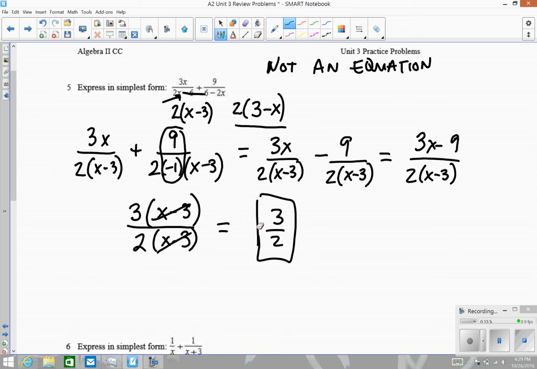So remember, when you are adding fractions and you do not have an equation, you need common denominators in order to add or subtract.